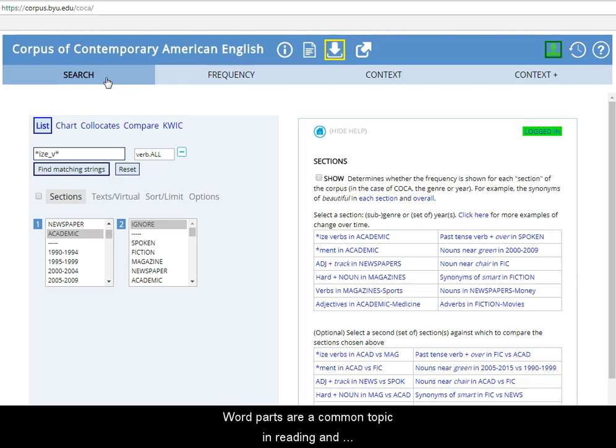Word parts are a common topic in reading and vocabulary courses, and it can be challenging for students to notice when using word parts as a useful strategy. This search can be one part of raising learner awareness of word parts.